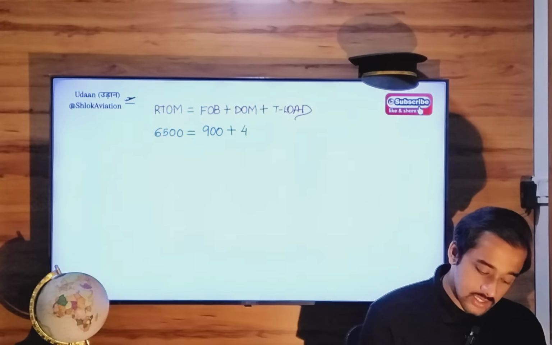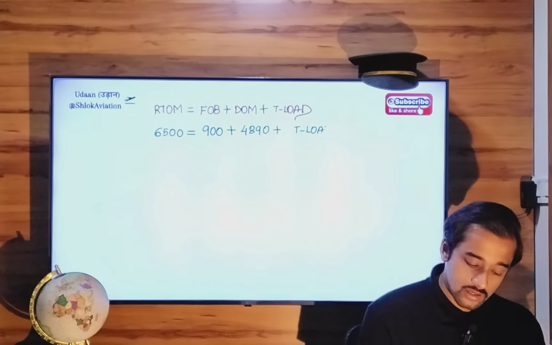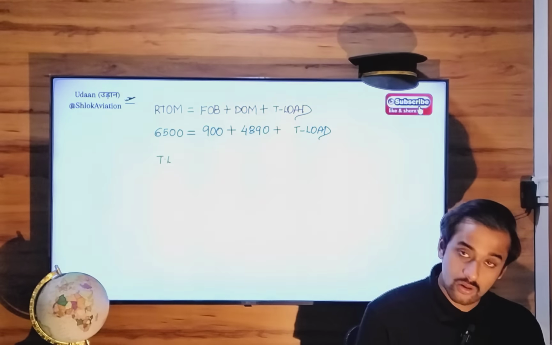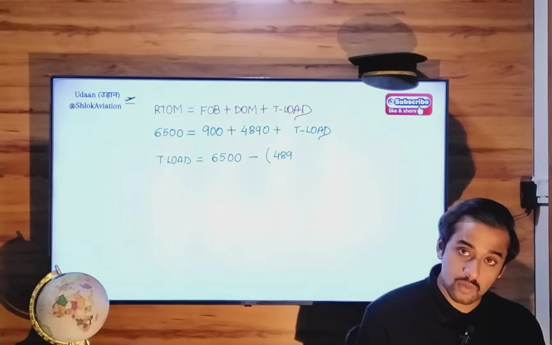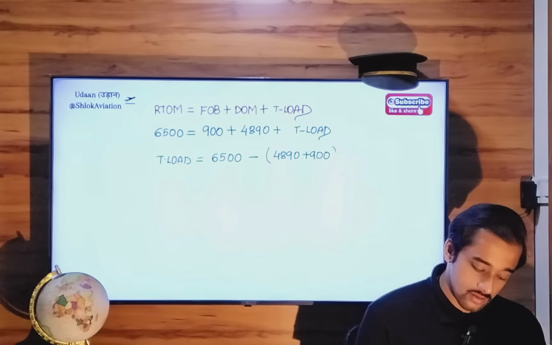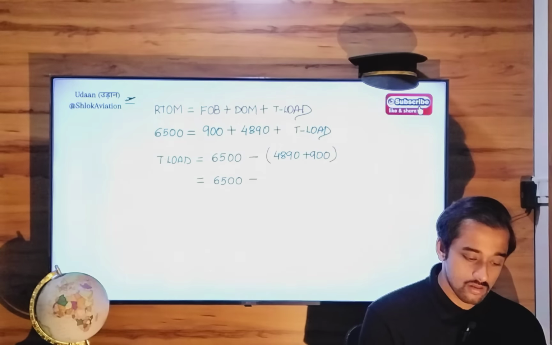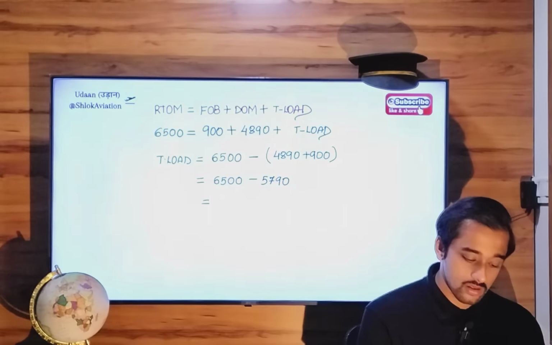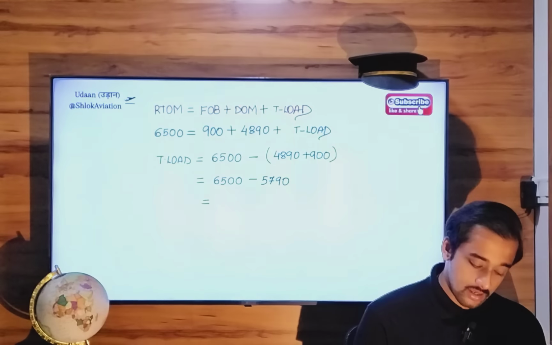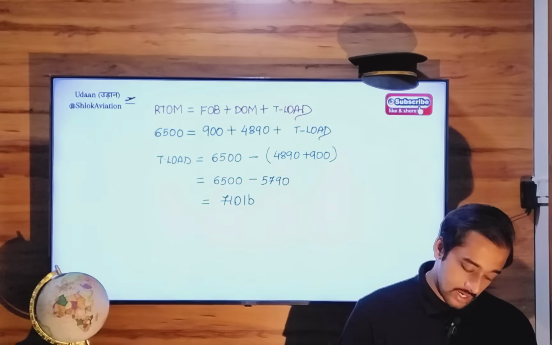So 4890, and then you get traffic load. So traffic load is equal to 6500 minus 4890 plus 900, 5790. So that is equal to 710 pounds. So your traffic load is 710.